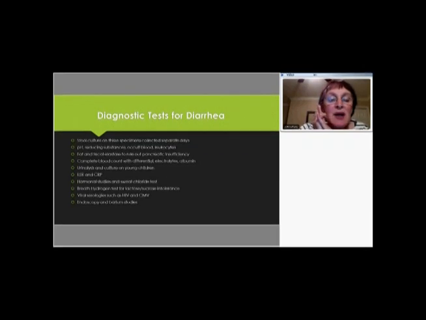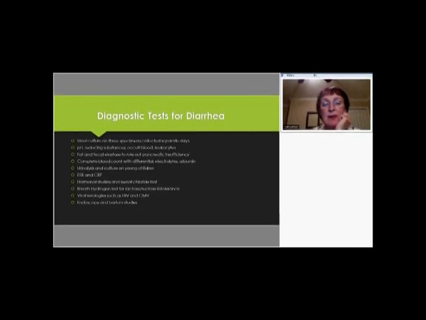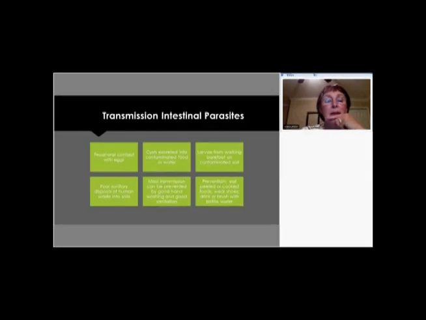So lots of diagnostic tests for diarrhea. Most people do a stool culture, and probably if they're in the clinic, it'll only be one. But the best rule is to do 3 on separate days. And then you can see all of the things that you could order if the diarrhea persisted. And you will have all these slides, so don't worry about being able to catch up with it.